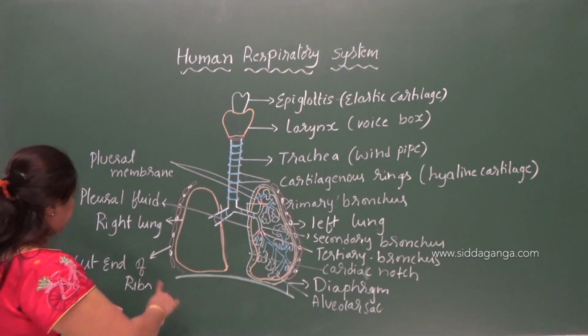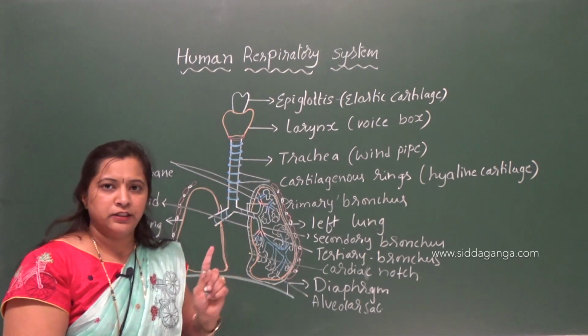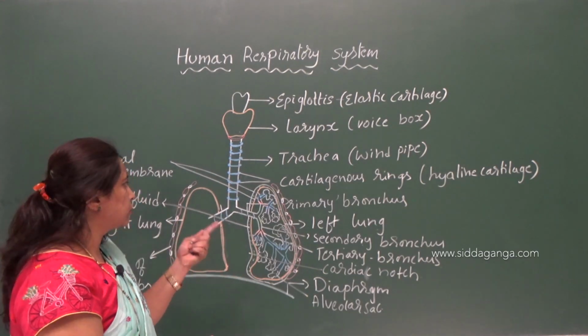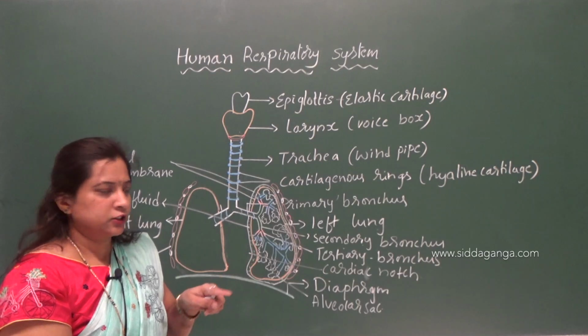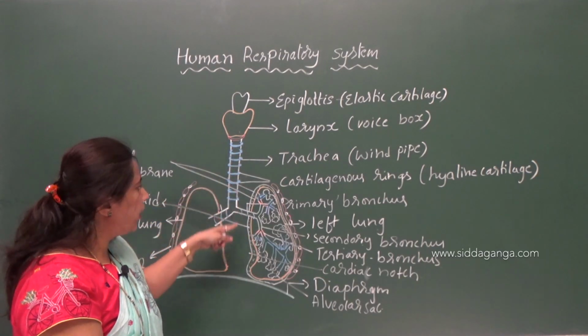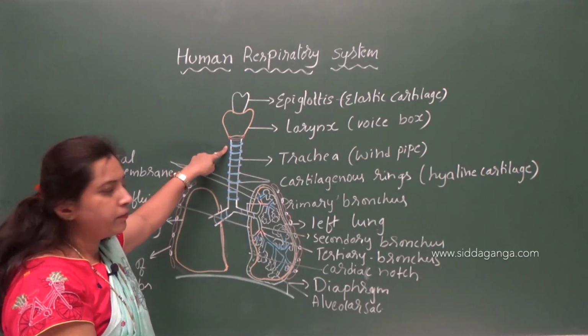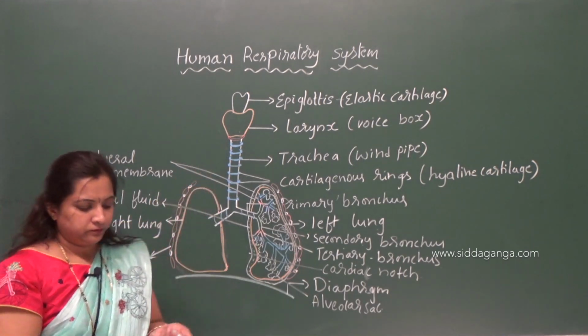Understood? So this is the diagram of the human respiratory system, which is given in the NCERT book. Okay. So if they ask to write the diagram of human respiratory system, you have to write this diagram. Now I will explain one by one in detail. So up to larynx we already discussed. So I will take up trachea now.